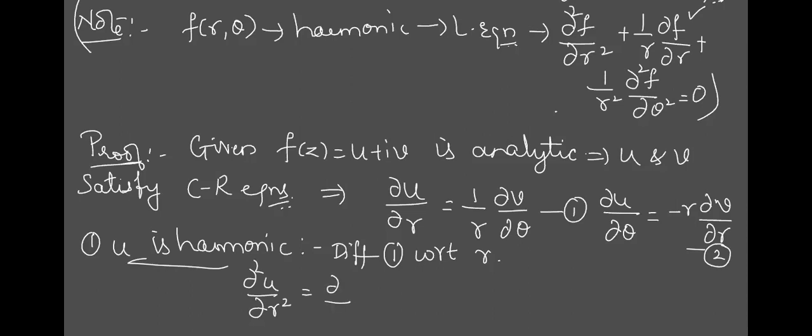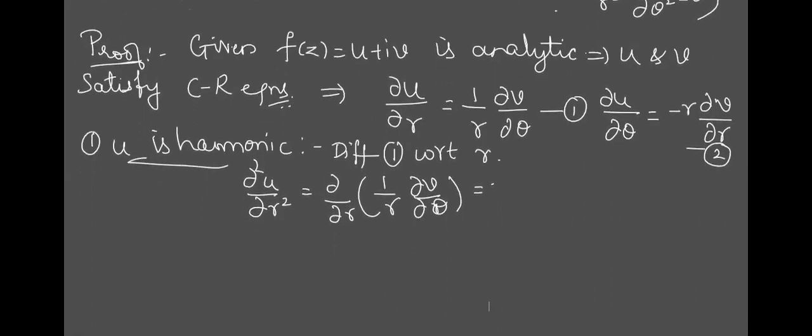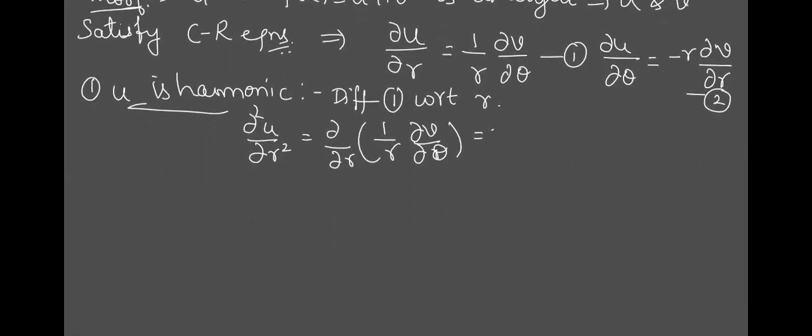See, this part is a little complicated, complicated in the sense you need to understand it correctly. What is this? ∂/∂r of (1/r)(∂v/∂θ), isn't it? So tell me, is it direct or do we have to apply any rule? Apply the UV rule. Why do we have to apply it? Because v is a function of r.